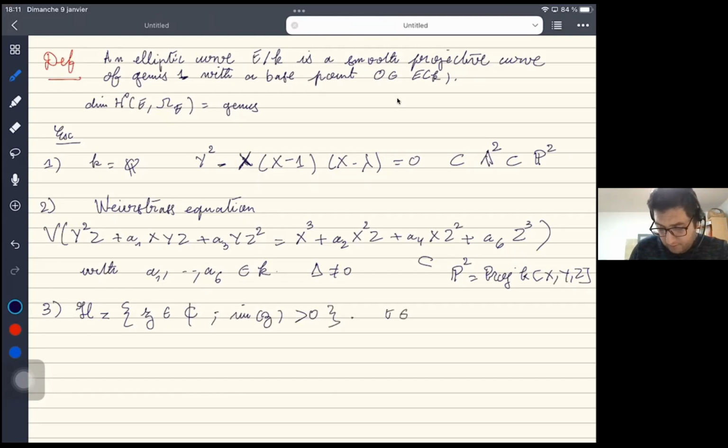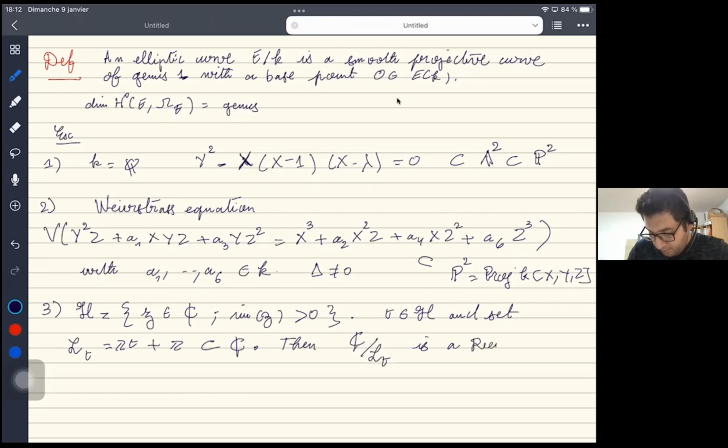Pick here tau, an element in H, and set L tau be the following lattice inside C. Then the quotient of C by this lattice is a Riemann surface of genus 1, and it is an elliptic curve.